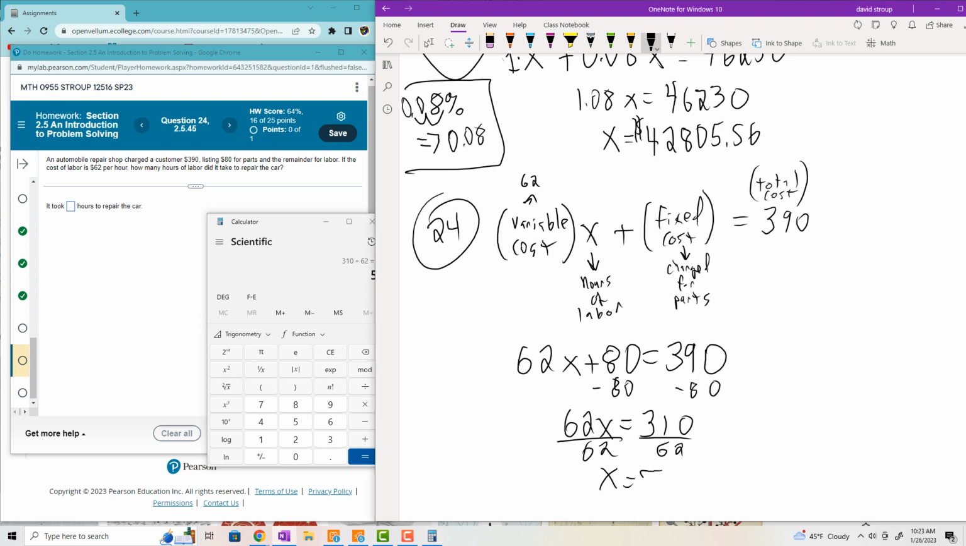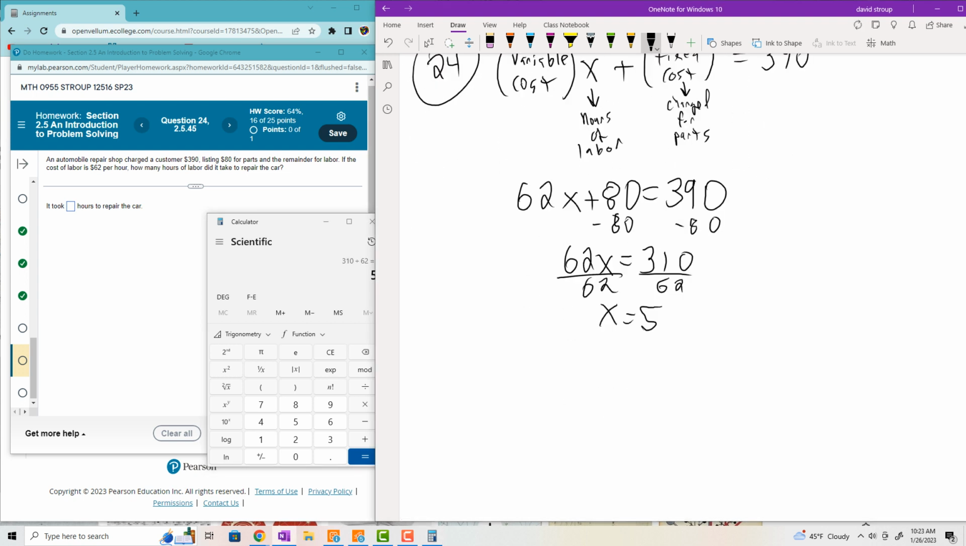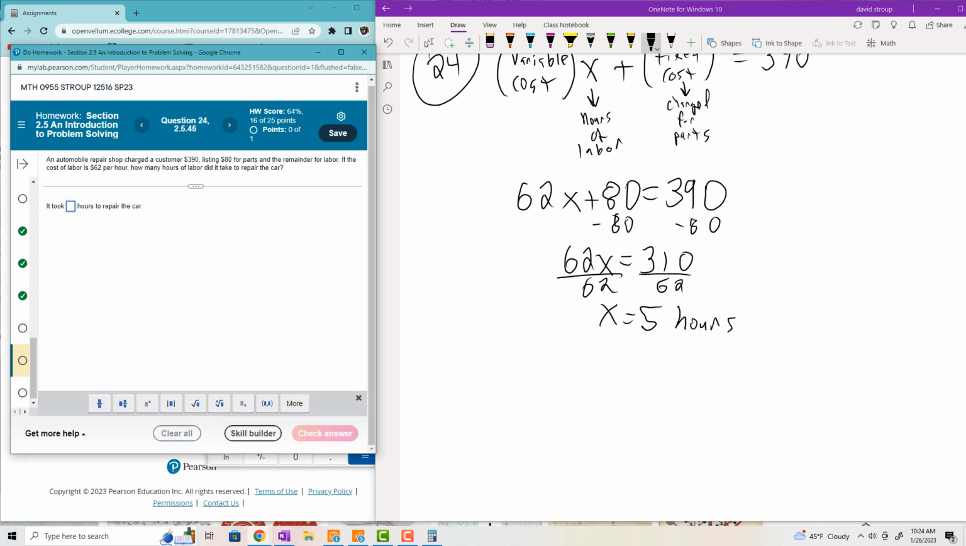Divide both sides by 62. So it must have been about 5 hours of work. That's a long time, a lot longer than an oil change, right? So it took 5 hours. Make sure you put some units in there if you're on a test. Write it out in a sentence.